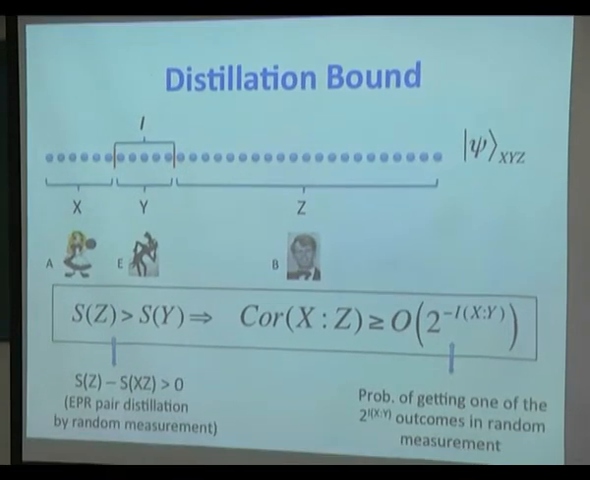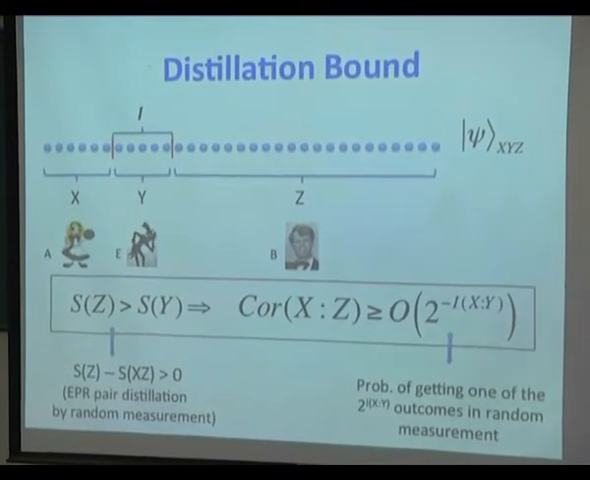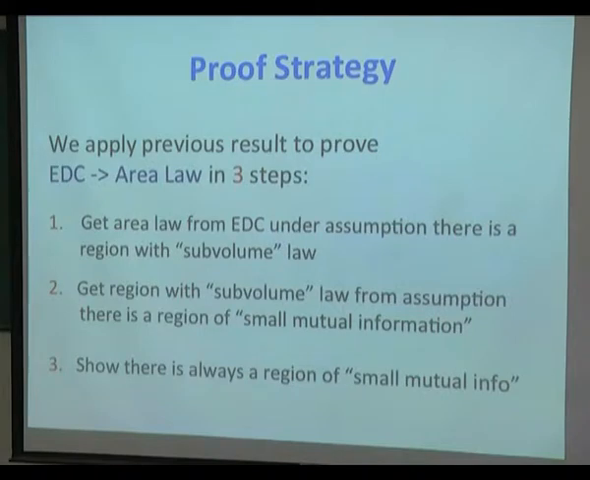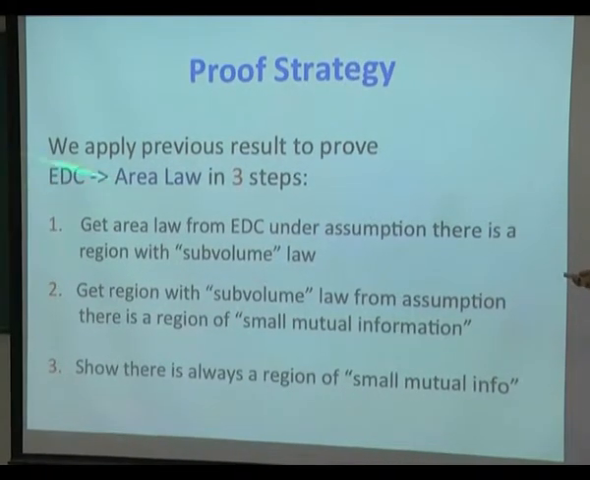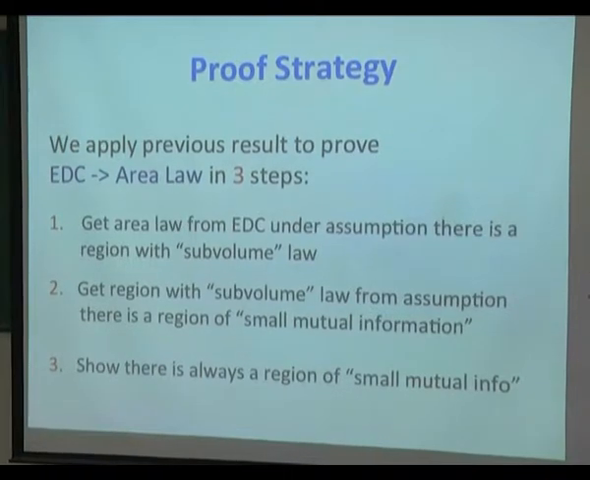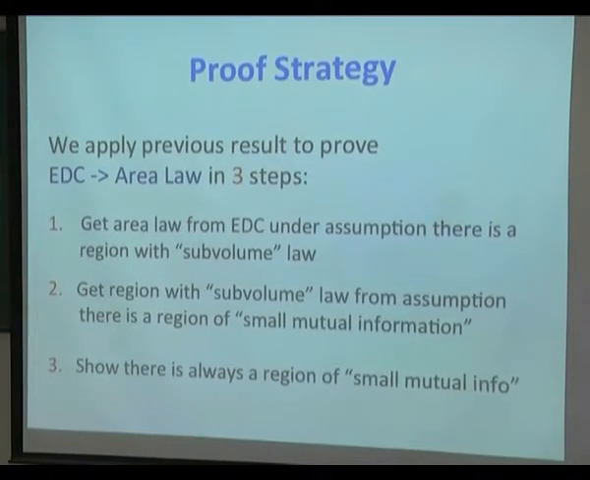So now let's see how we can apply this relation to prove the result we want to prove. We want to prove that from exponential decay of correlations, we get an area law. We will do this in 3 steps.